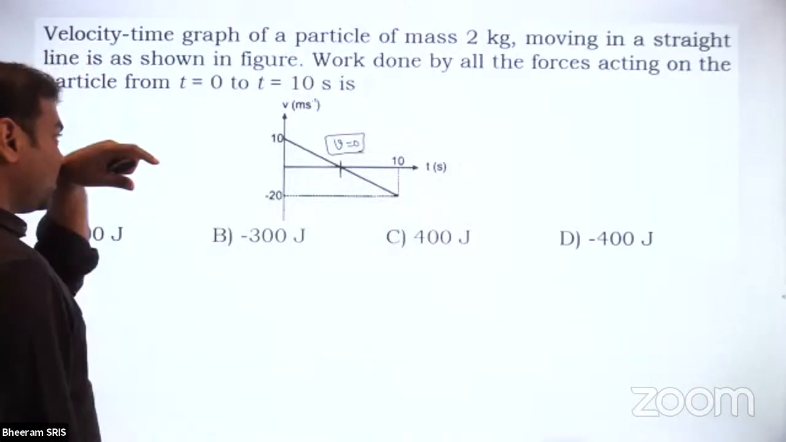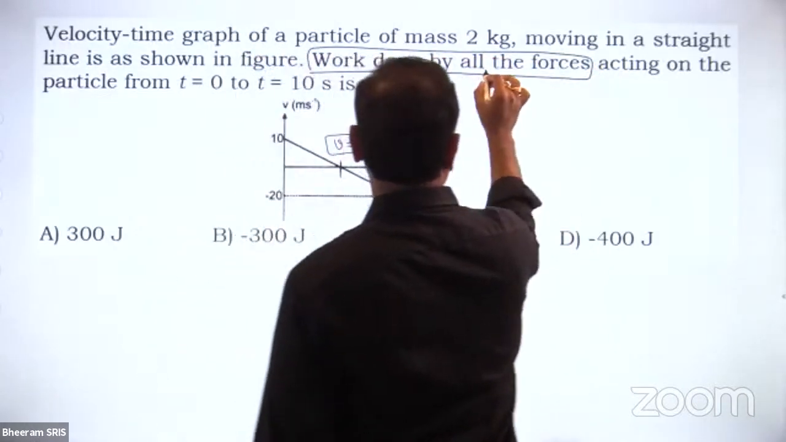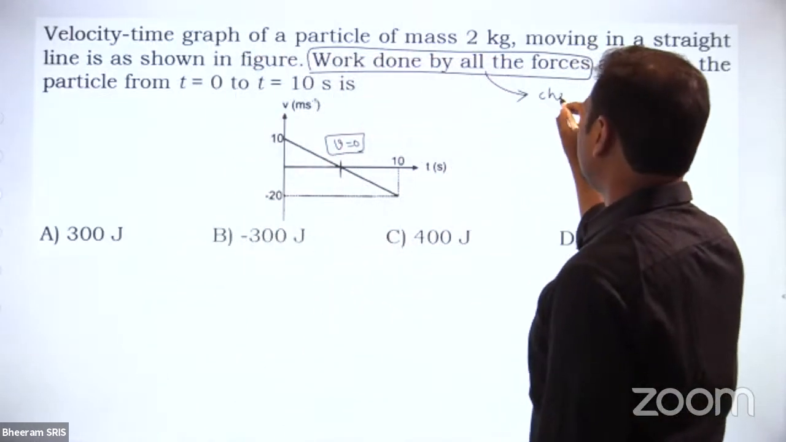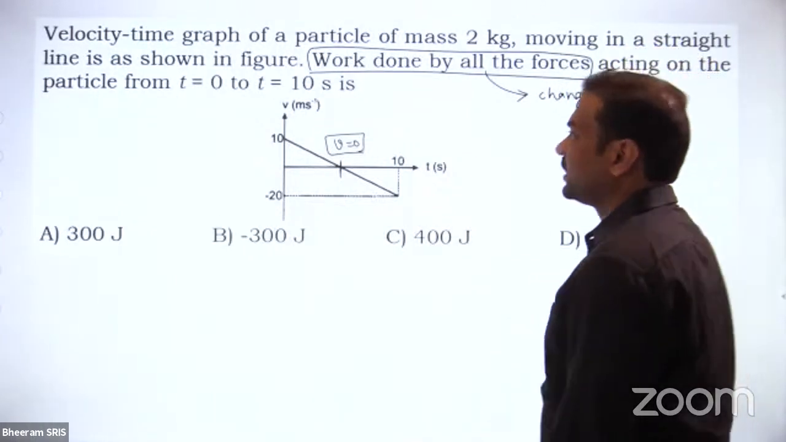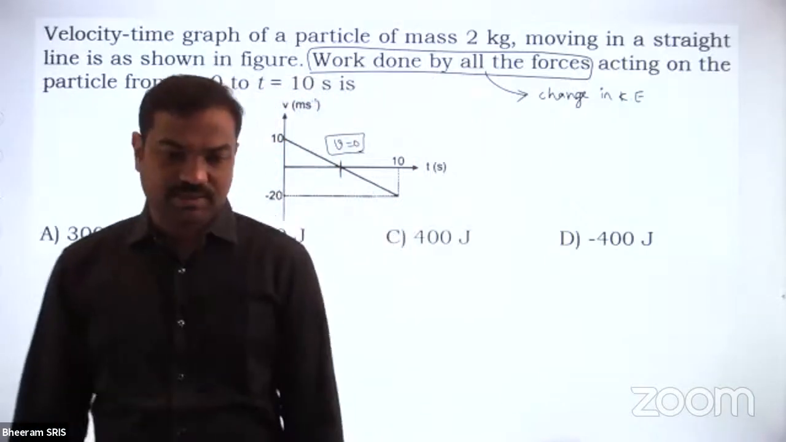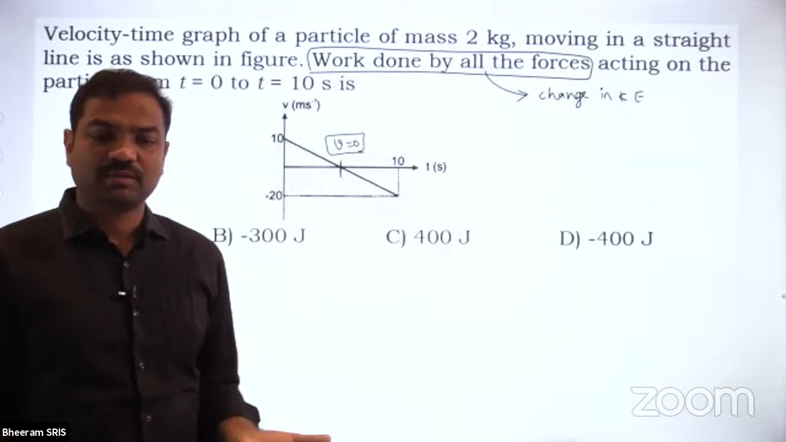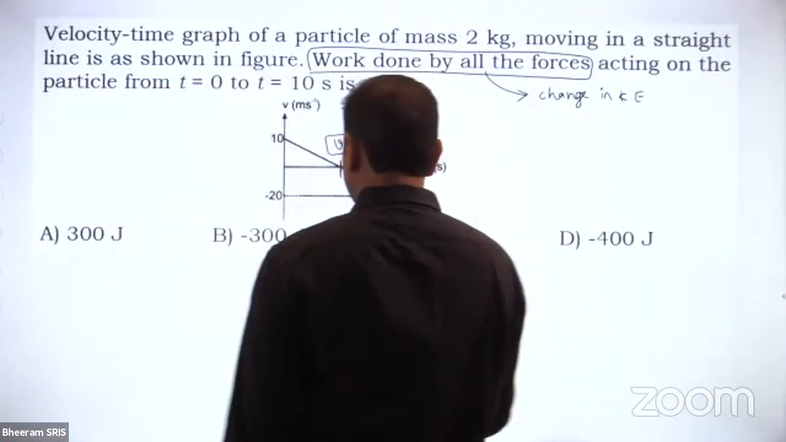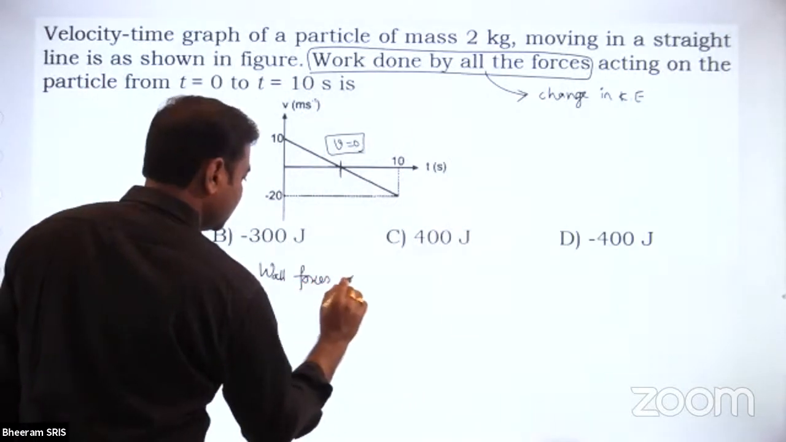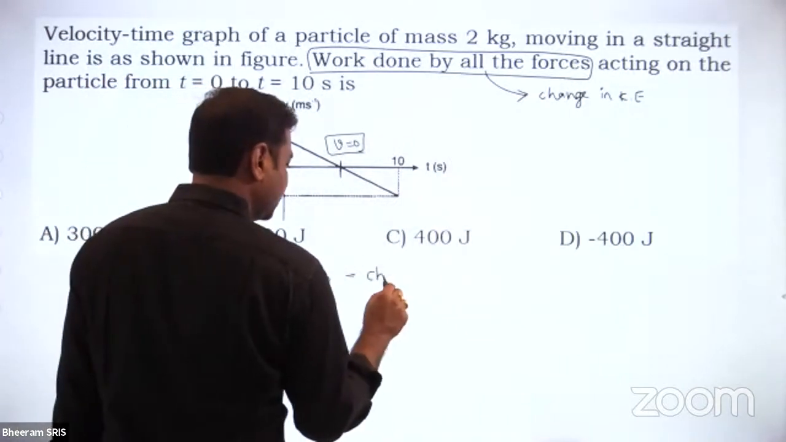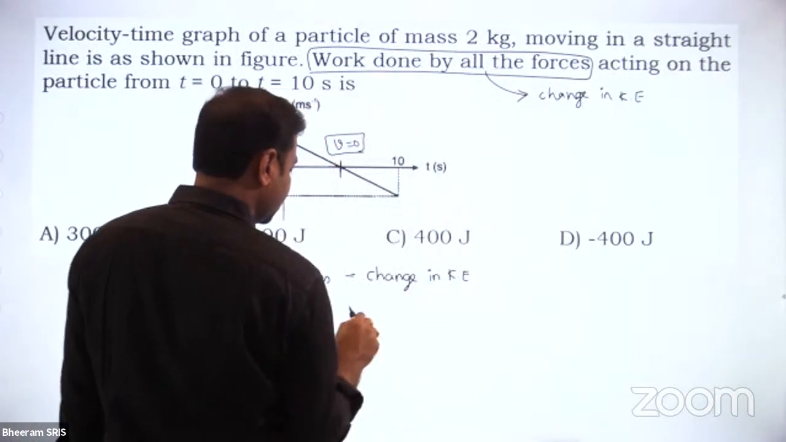Then work done by all forces. So only one term is enough to solve the question. The work done by all forces is equal to change in kinetic energy. Time is equal to 0 to 10 seconds. We need to find out the work done by all forces, which is nothing but the change in kinetic energy. What is the change in kinetic energy?